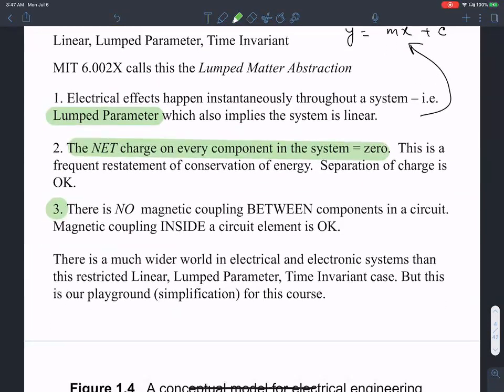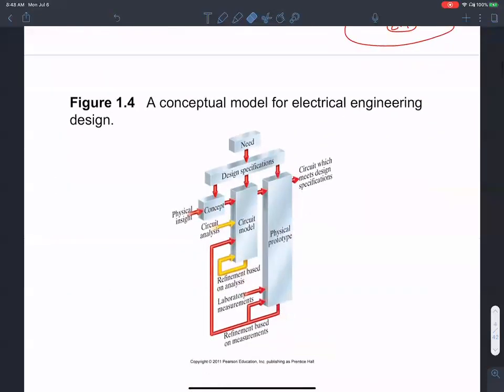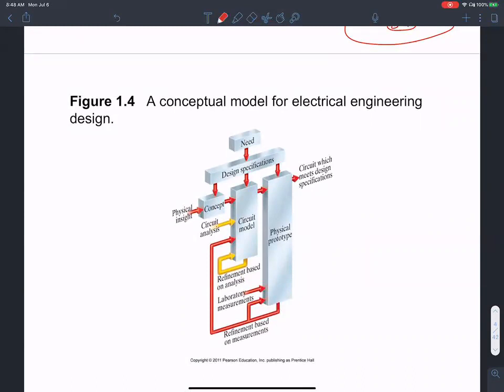So this is a teeny tiny subdomain of the actual real world. The electrical and electronic systems in the real world are not restricted to be linear, lumped parameter, time invariant. So we are only looking at a teeny tiny subset. The engineering 17 that we are looking at is really a teeny tiny subset of the real world electronic components out there. So it's a simplified analysis technique. Let's quickly look at the general design process, in electrical engineering or in any sense.